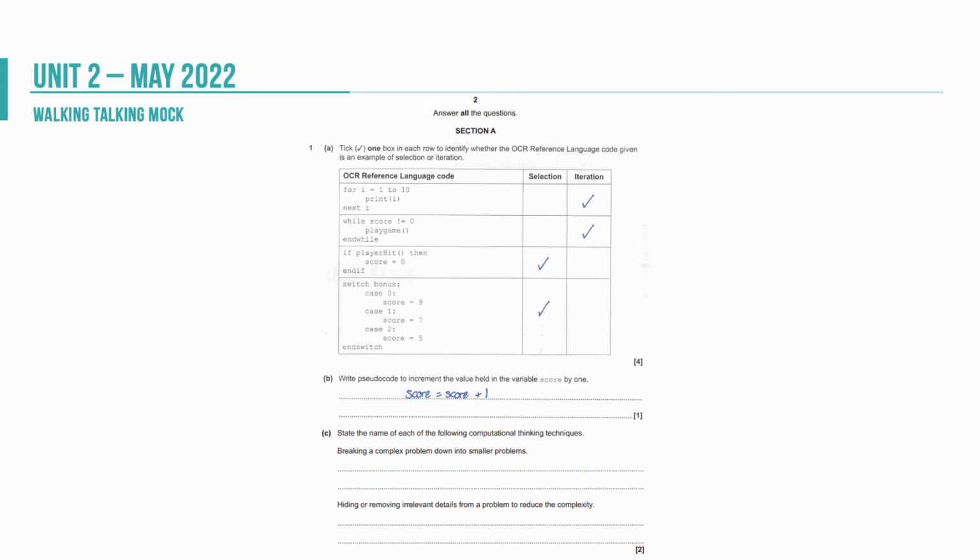So we're thinking, what are those 2 phrases? So breaking a complex program down into smaller problems is decomposition, and hiding or removing irrelevant detail is abstraction. There are only 4: decomposition, abstraction, pattern recognition, and algorithms. Hopefully you've learnt those at the start of the course and can remember those couple of phrases there.